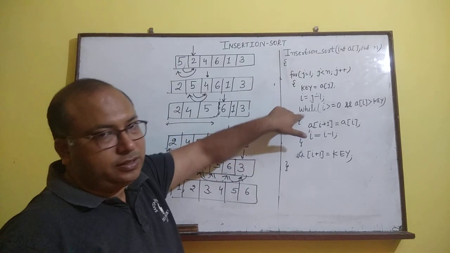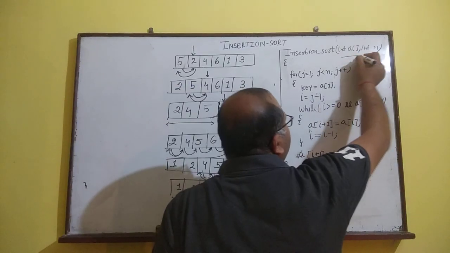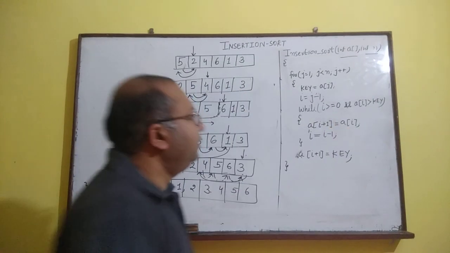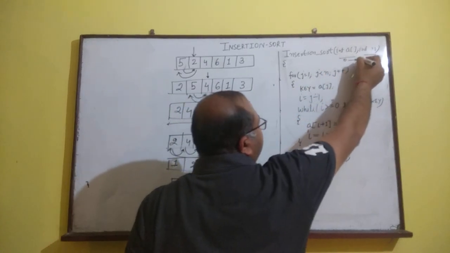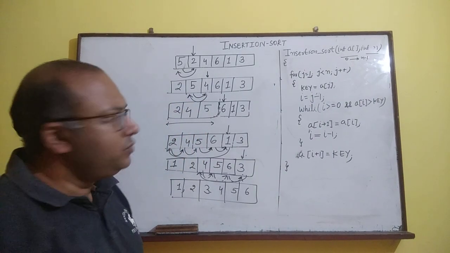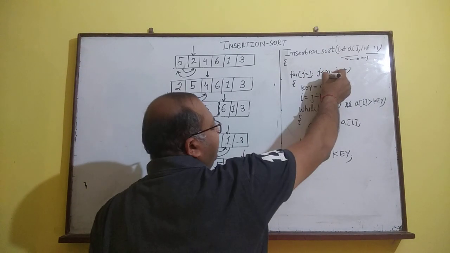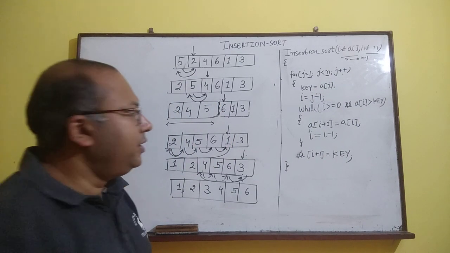Now come to this function. We have applied it in the same way. Here we have the array, and we have the size of the array. In the C language, the indexing starts from 0 to n minus 1. So that's why the index of the second element is 1. We take it to the last element, and every time the index will increase.